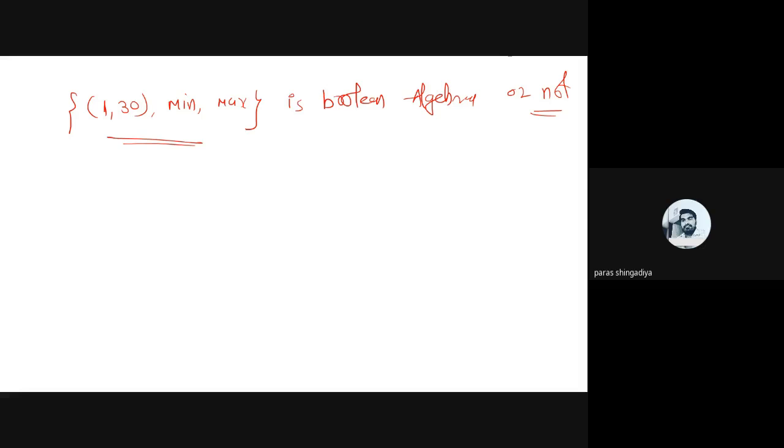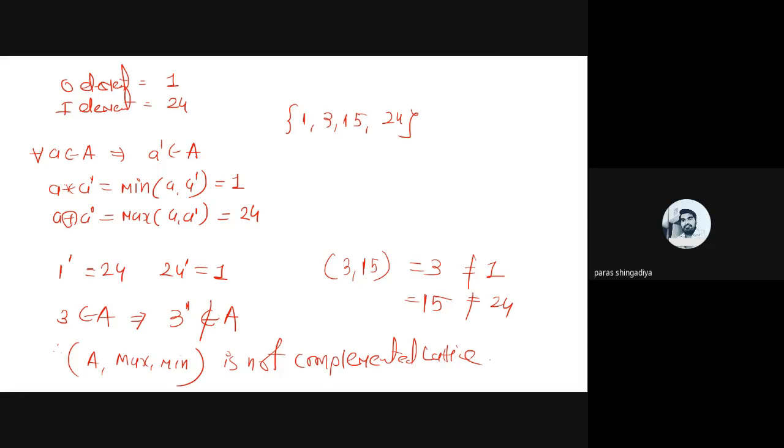Okay, it's the solution of the previous one and it is not a Boolean algebra. Why? Because we cannot find 3 dash. And now I just consider the set 1 and 30.